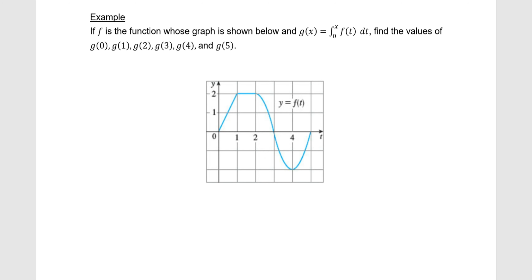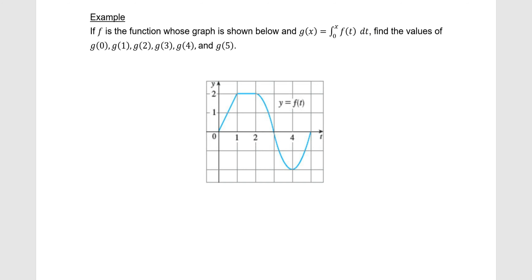If f is the function whose graph is shown below, and we know that g of x equals the integral from 0 to x of f of t dt, we want to find these values: g of 0, g of 1, g of 2, g of 3, g of 4, and g of 5. Since we have a function in this form, g of x equals the integral from 0 to x, notice our a here is 0. That's our starting point. Since it's in this form, we know that this is going to be using the fundamental theorem of calculus 1.